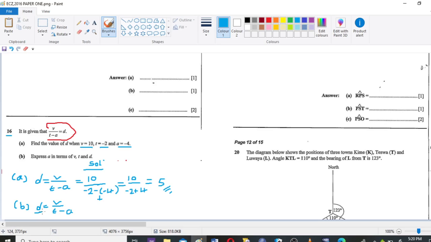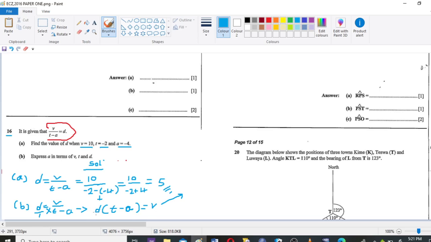So you cross multiply. That's the first step. So when you cross multiply, you are going to get d outside the bracket. So you're going to get d multiplied by t minus a, this is a, is equal to v. This is v.